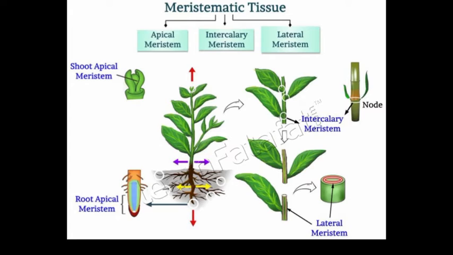Last one is lateral meristem. It is also called secondary meristem, meaning it runs along the longitudinal axis of the plant, and it gives rise to vascular tissue which helps the plant to get food and water. It causes growth in stem and roots, and they are usually responsible for the secondary growth.